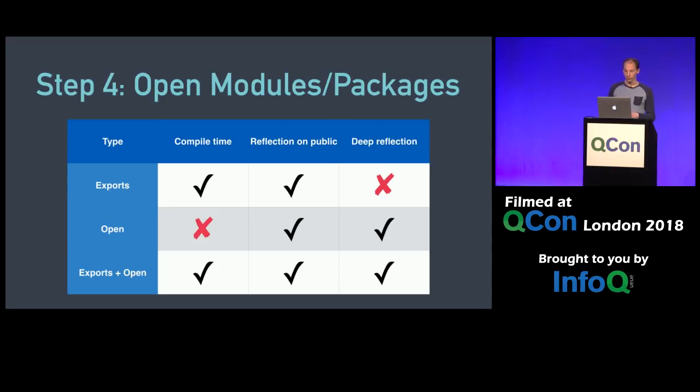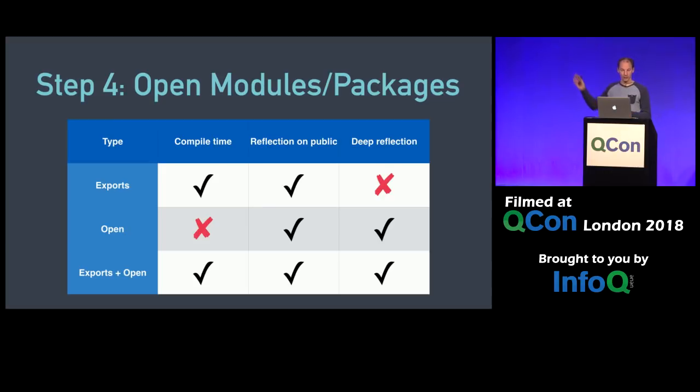If you do reflection on exported types and exported packages, you're able to do so, but only on the public parts of these exported types. So you won't be able to pry your way into private or protected or whatever members of classes that are exported. So deep reflection is not possible on exported packages.